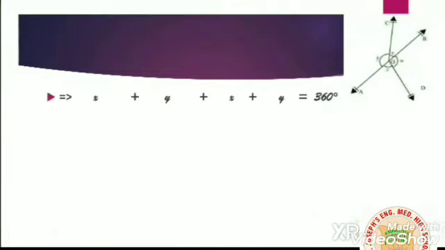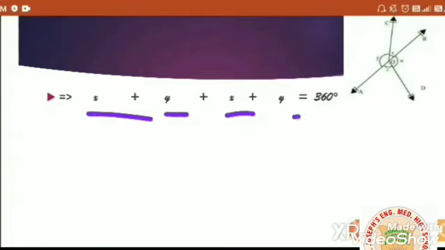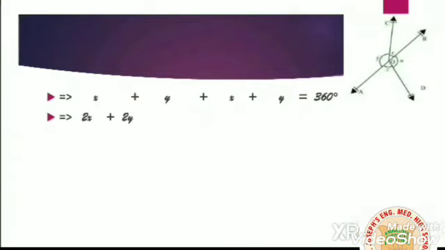x plus y plus x plus y is equal to 360 degrees. Why have we written x plus y there? Because w plus z is also equal to x plus y only. That's why I am writing x plus y in place of w plus z. Now if you see here, there are 2 x's and 2 y's. Therefore can I write 2x plus 2y? Because 2x plus 2y is equal to 360 degrees. Let's write that: 2x plus 2y is equal to 360 degrees, right?